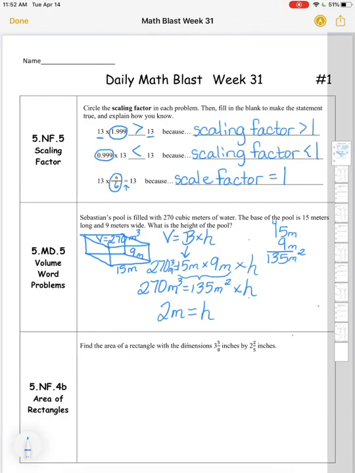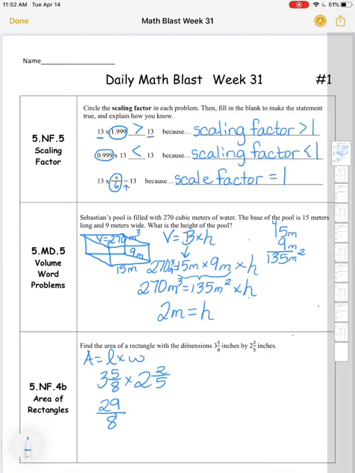Area of rectangles. Find the area of a rectangle with dimensions 3 5/8 inches by 2 2/5 inches. Well, we know that we find the area of a rectangle by taking the length times the width. And so we're given 3 5/8 times 2 2/5. I'm going to convert each of my mixed numbers into fraction form here. So I know that 3, when I'm using units of eighths, would be 24 eighths because each whole would be 8 eighths. So 24 eighths plus the 5 eighths that we have with that 3 is going to be 29 eighths here.